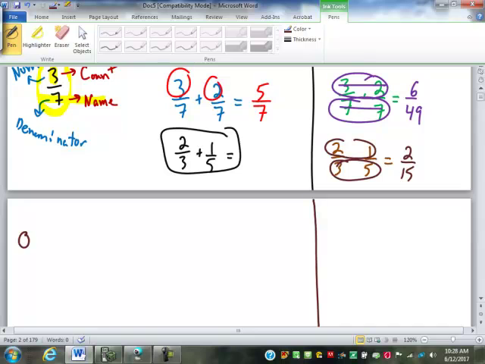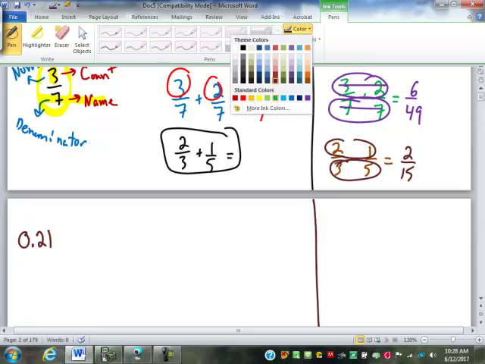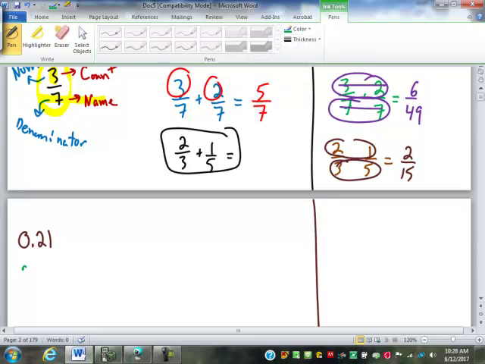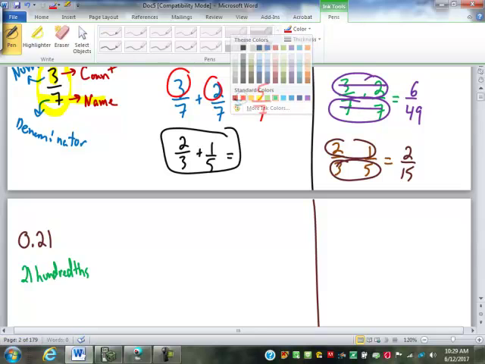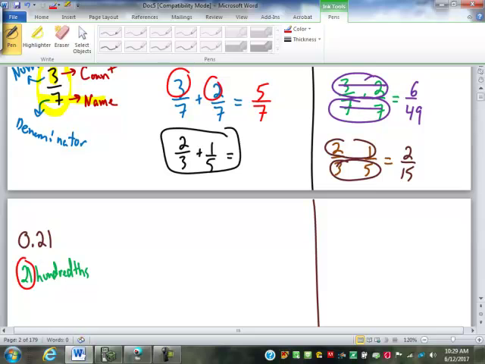Next, let's look at something like 0.21, a decimal. Now, I said 0.21, but the formal way of pronouncing that would be 21 what? Hundredths. There we go. And when you write it out like that, it's relatively easy to see the count. We have 21 of something, and the name is the hundredths.